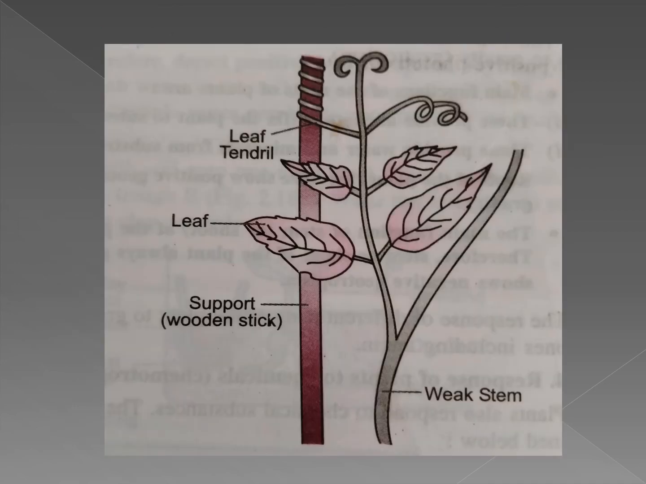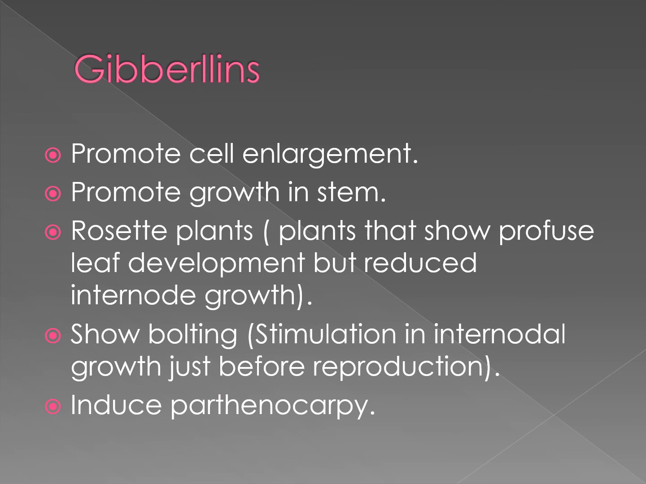This picture shows the effect of the auxin, how the leaf tendril climbs or encircles the support. Now we have another plant hormone called gibberellins. Gibberellins have certain physiological actions: they promote cell enlargement and promote growth in the stem.